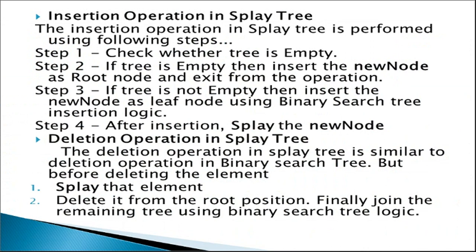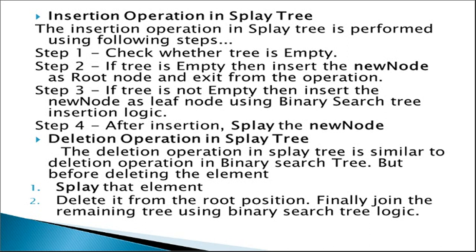Now how to do the insert operation in a splay tree? The insert operation in splay tree is performed using the following steps. First step, check whether the tree is empty. If the tree is empty, then insert a new node at the root position and exit. If the tree is not empty, then insert the new node at the leaf node using BST insertion logic. Means what? If the data is less, we have to insert at the left side. So go to the left till we are having a leaf node. So after insertion, splay the new node.